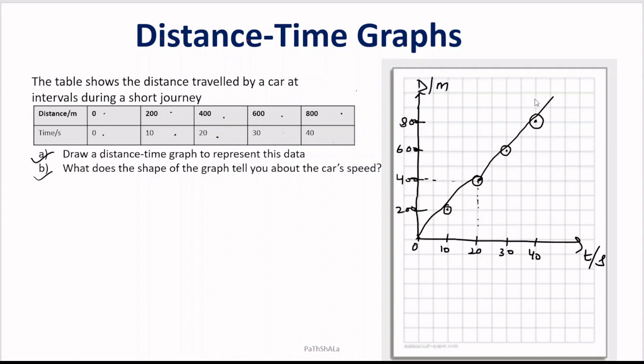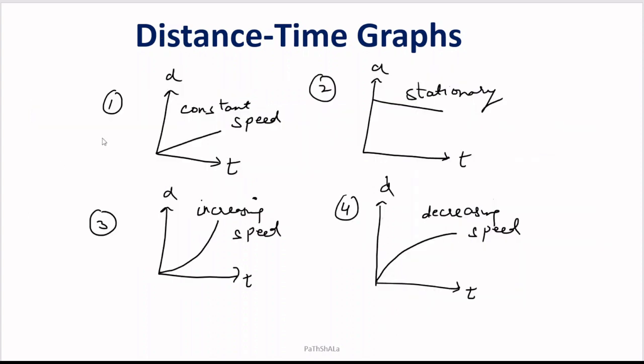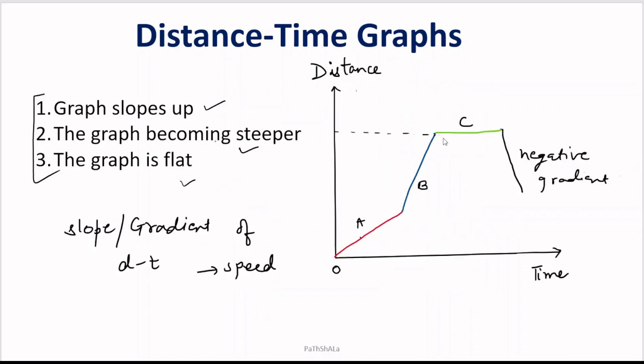Because it is a straight line, we will say that the car is moving with a constant speed. What if you had got a stationary line, a horizontal line parallel to the x-axis? We would have said that the object is stationary. So remember these four graphs: constant speed, stationary, increasing speed and decreasing speed. The steeper the graph, the more the speed, and the slope or gradient of the distance-time graph gives you the speed. And if the graph has a negative gradient, that means the object is returning back to its original position.